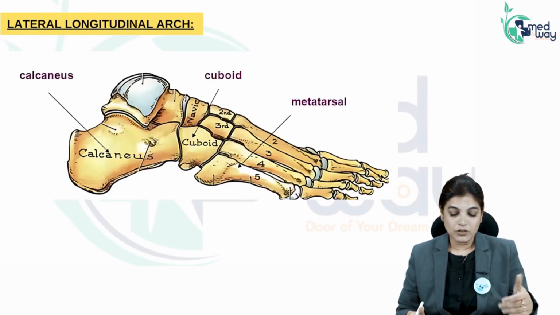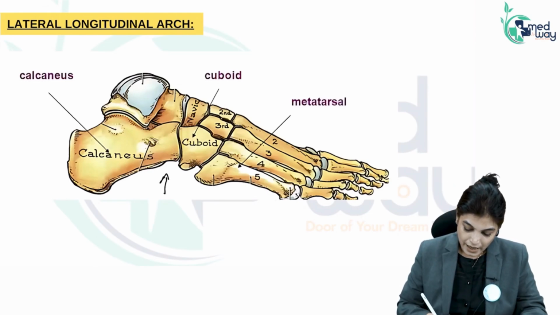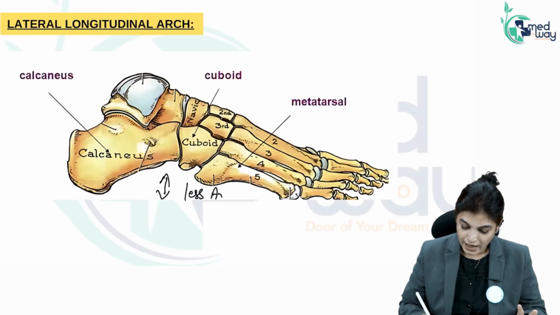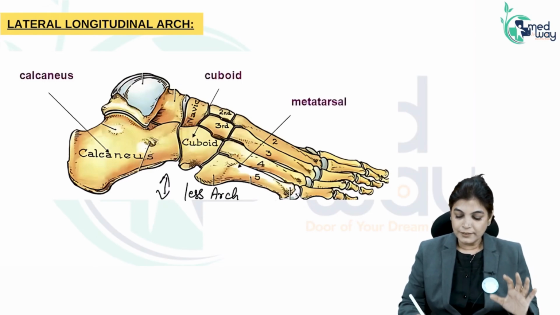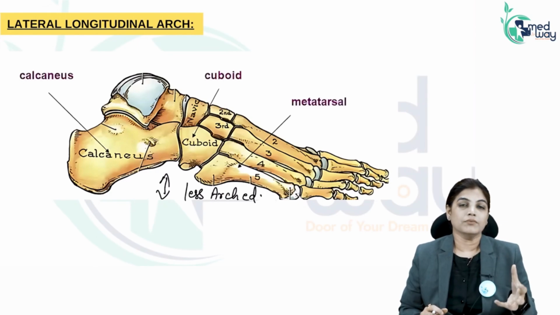If we talk about the lateral longitudinal arch, as you can see, this is less arced. The lateral longitudinal arch is less arced, and actually the basic function of the lateral longitudinal arch is that it is supporting the weight of the body. It is important for the support system.